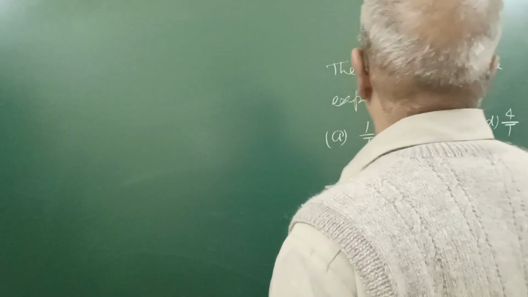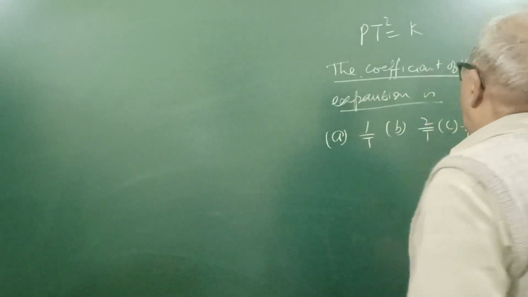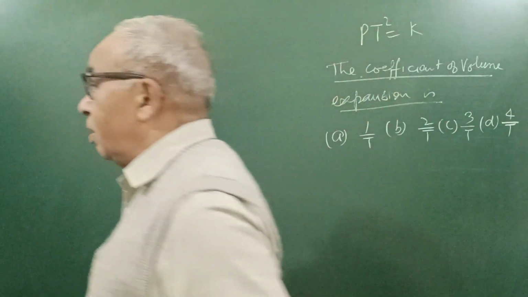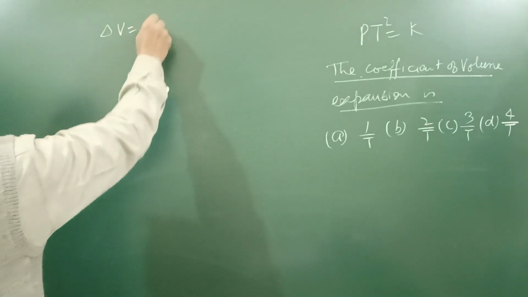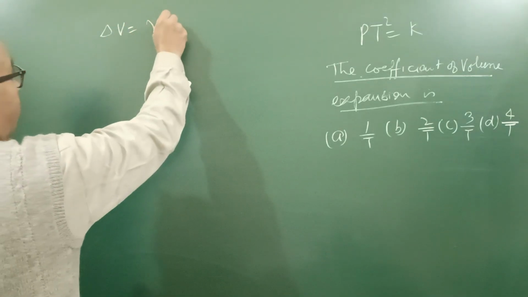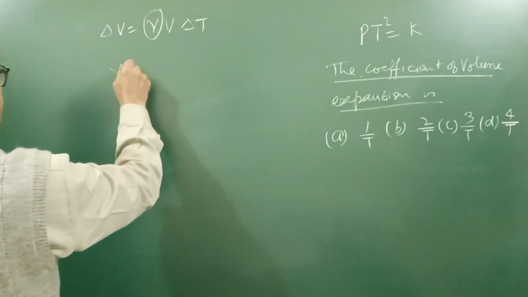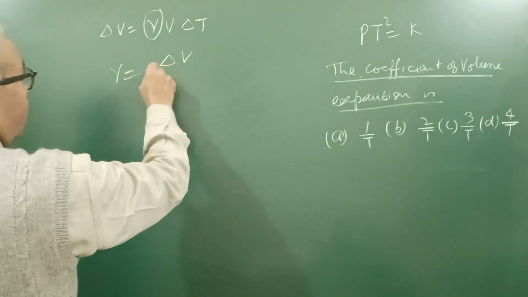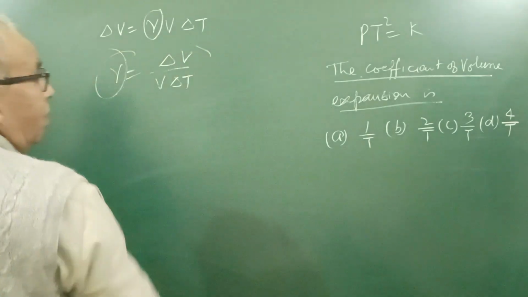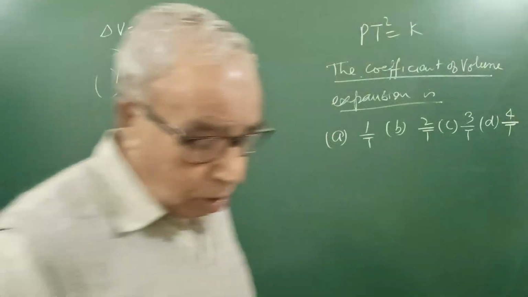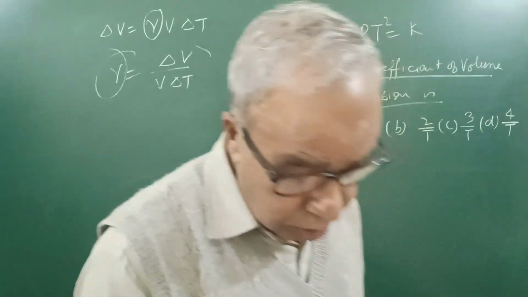So first of all, we have to understand the meaning of coefficient of volume expansion. We have learnt delta V is equal to gamma V delta T. So what is gamma? Gamma is delta V upon V into delta T. We have to find this gamma from here. Okay, children.